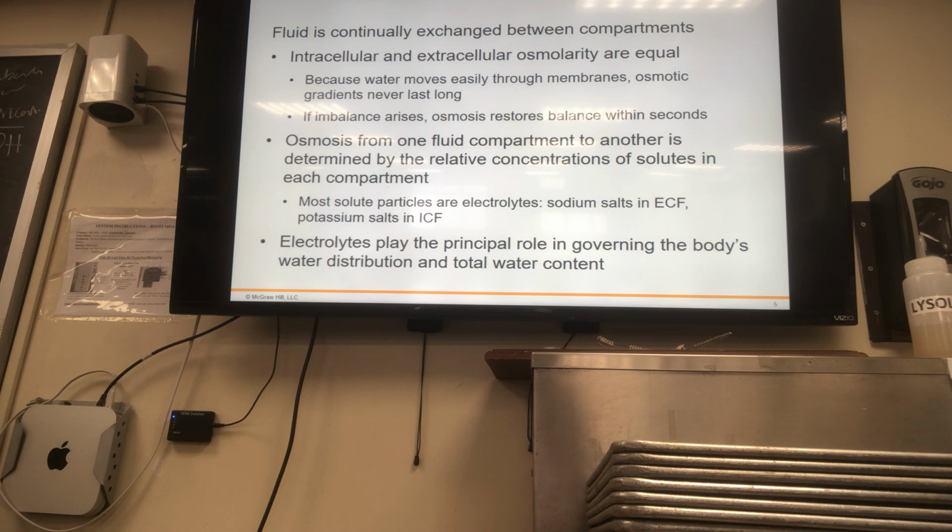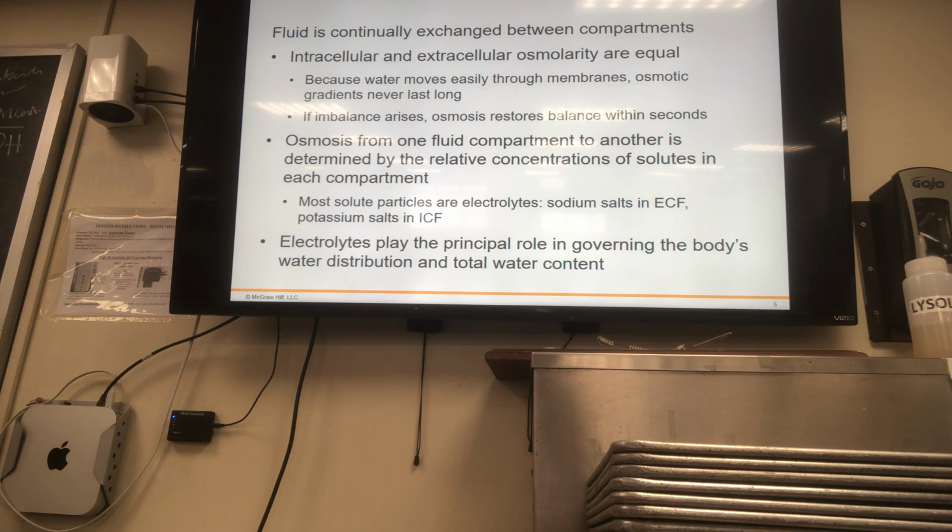So fluid is continually exchanged between the compartments. The intracellular and extracellular osmolarity are equal. Even though the compositions are different between your intracellular and extracellular compartments, the osmolarity is kept the same, 300 milliosmoles. Because water moves easily through the membranes, the osmotic gradient is never lost for long. If imbalance arises, osmosis restores balance within seconds. Osmosis from one fluid compartment to another is determined by the relative concentrations of solutes in each compartment.